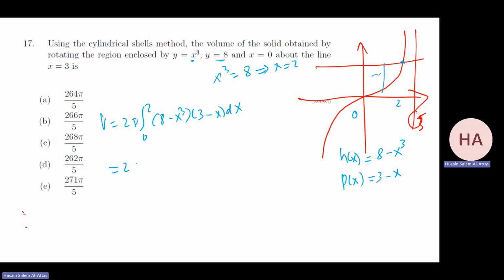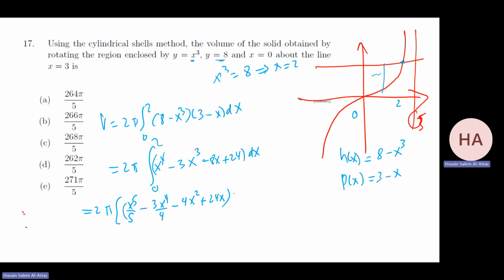X. Do the calculation. That gives me X to the power 4 from 0 to 2. X to the power 4 minus 3x cubed minus 8x plus 24 dx. That gives me 2 by x to the power 5 over 5 minus 3x to the power 4 over 4 minus 4x squared plus 24x from 0 to 2.